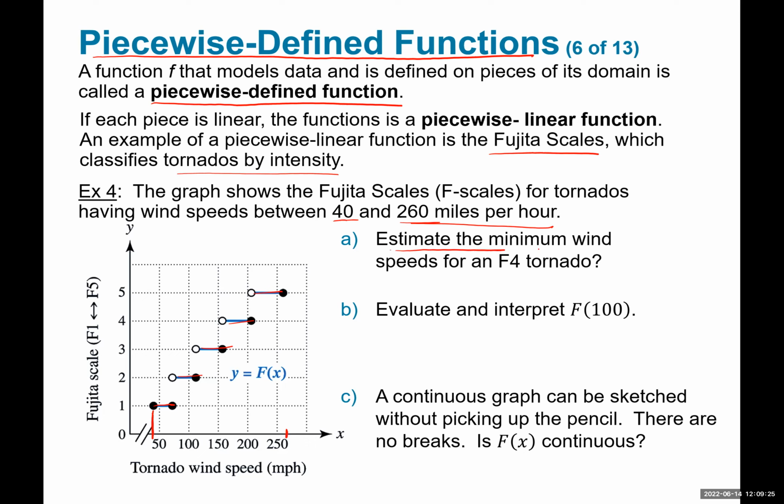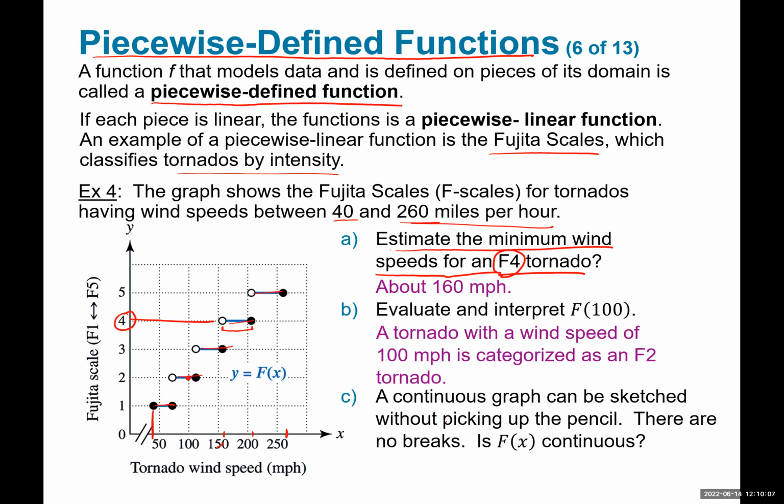So let's say estimate the minimum wind speed for F4 tornado. If it's going to be a F4 tornado, it's going to be in between. This looks like a little bit on the other side of 150 to on the other side of 200. Okay. So about 160 miles per hour is the minimum for F4 tornado. Evaluate and interpret F of 100. So if the wind speed is 100, that's here. So that means that we're in an F2 tornado.